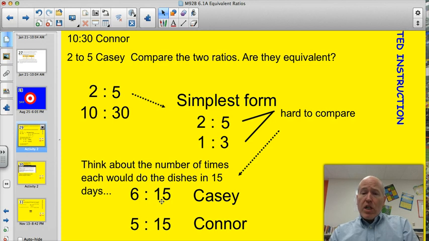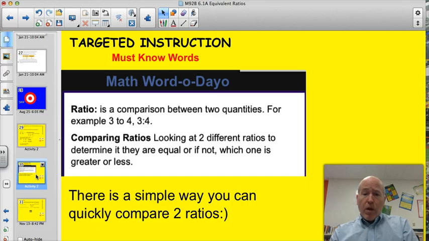All right, our target tonight is going to be a little bit simpler than our problem. All we're going to need to do is determine whether or not two ratios are equal or not. Let's take a look at a couple of vocabulary words. First of all, a ratio, a comparison between two quantities, okay? And then comparing ratios, that's looking at those two different ratios to see if they're equal or not.